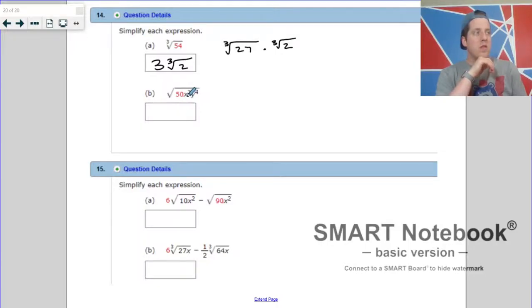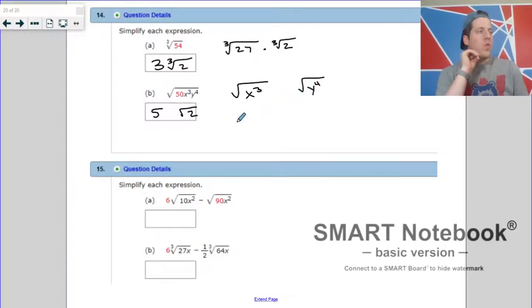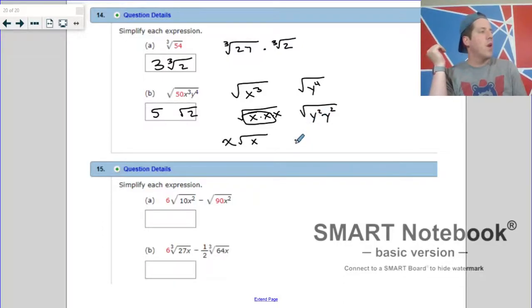I'm going to trust from geometry that for the square root of 50, you can get that down to 5 root 2. So we're going to look at the square root of x cubed and the square root of y to the 4th. Okay, so x cubed is x times x times x. These two that are a pair, I can take the square root of, and that's going to be x times the square root of x left over. Y to the 4th is y squared times y squared. Those are a pair, so when I take the square root of y to the 4th, I get y squared, with no remainder, no leftover.